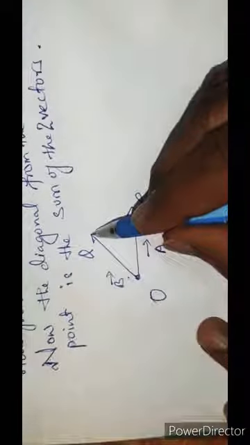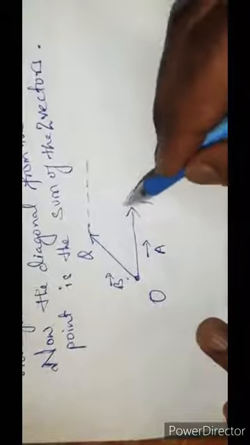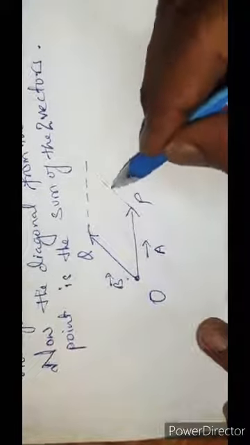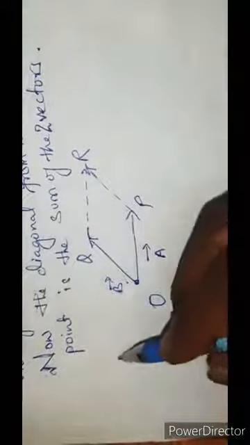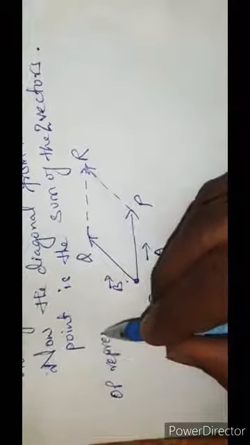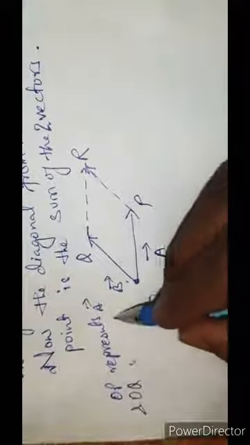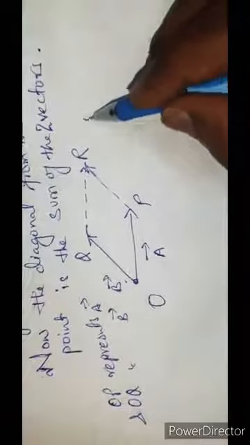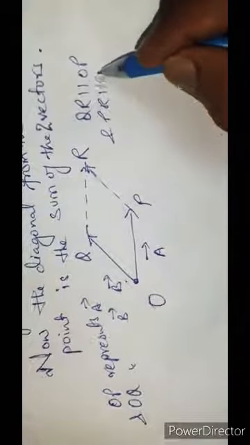Now from Q, the terminal point of vector B, यहाँ पर हम एक वेक्टर ड्रॉ करेंगे पैरेलल टू वेक्टर A और यहाँ एक ड्रॉ करेंगे पैरेलल टू वेक्टर B. Let them meet at point R. Okay, so OP represents vector A and OQ represents vector B. QR parallel to OP and PR parallel to OQ.